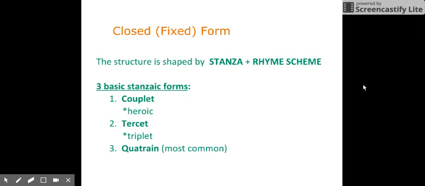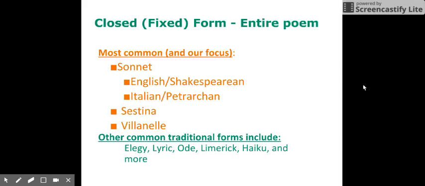Next, we're going to talk about closed form, fixed form. So structure is shaped by stanza and rhyme scheme. There's three basic stanzaic forms, but that doesn't mean that some poets don't write giant stanzas or different kinds of stanzas. You probably have heard of the couplet, the heroic couplet, or the rhyming couplet. The tercet, which would be a stanza with three lines. Quatrain, which is often the most common, a stanza with four lines.